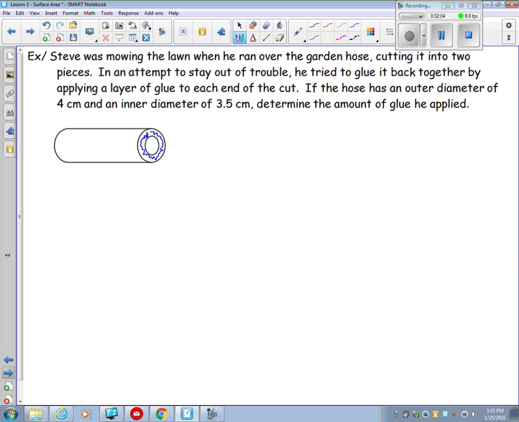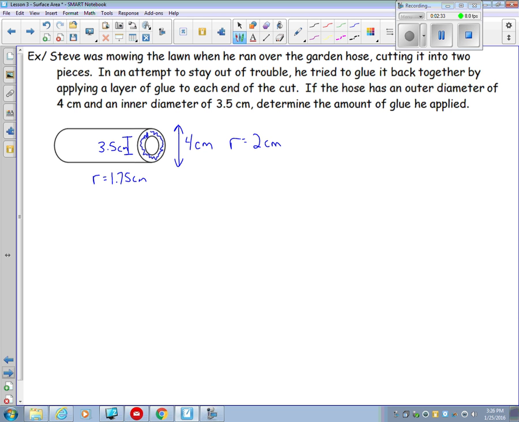Okay, so we've got to figure out how much glue would go there. The hose has an outer diameter of 4. So top to bottom, this would be 4 centimeters. That's my diameter, which means my radius would be 2, right? And the inside diameter, this part in the middle here, from here down to about there, is 3.5 centimeters. So again, our radius, half of that, 1.75 centimeters.